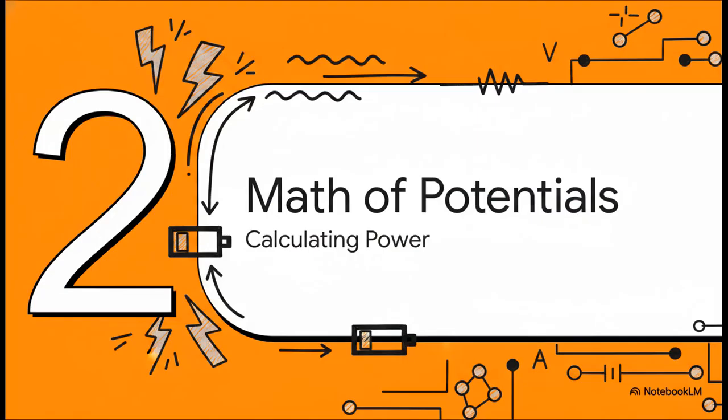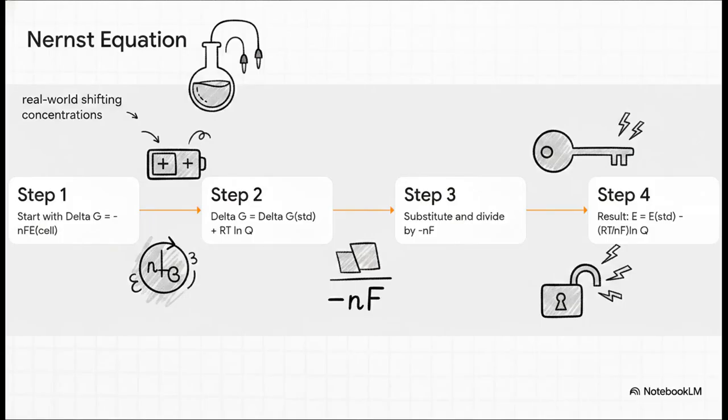All right, moving to Section 2, the math of potentials and calculating that power. In a perfect laboratory setup, we measure standard potentials. But real life isn't standard, right? Concentrations change as a battery gets used. To track this, we start with the thermodynamic relationship between Gibbs free energy and cell potential. Then, we substitute in the standard free energy equation. And by dividing the whole thing by negative nF, we arrive at the Nernst equation. This formula is essentially a master key. It lets us calculate exactly what the voltage of a cell will be at any given concentration or temperature.